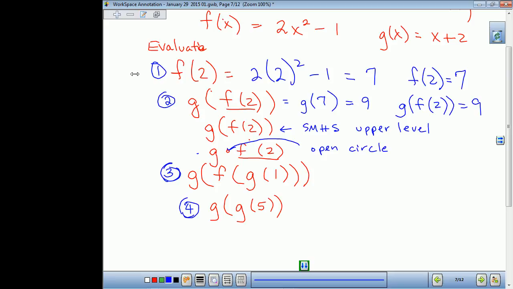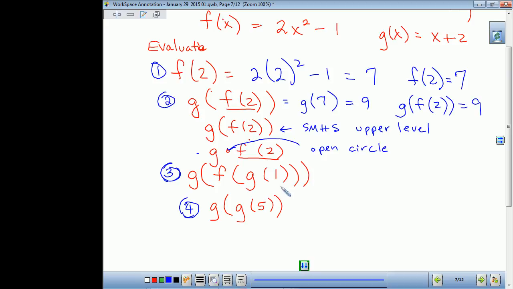This is not multiplying, this is composition. This is fun stuff until we get to higher degree polynomials. Compared to other stuff we do. Okay, guys? I'm very confused.